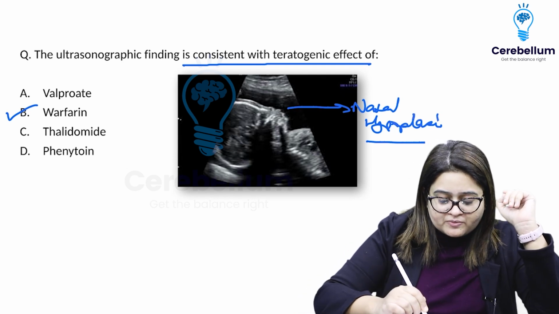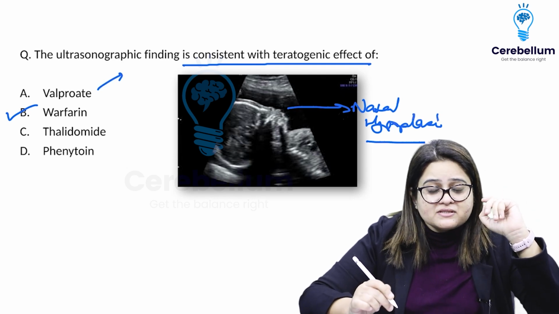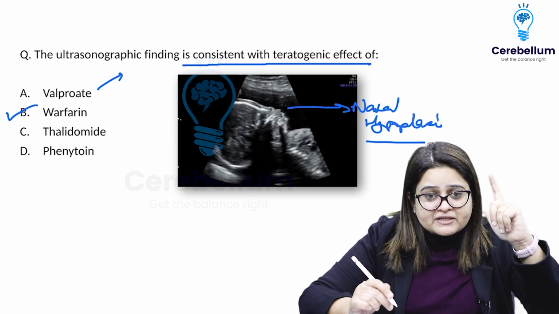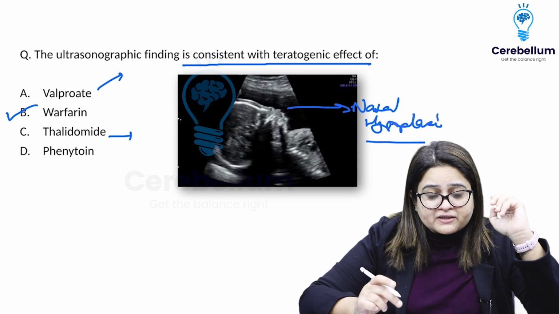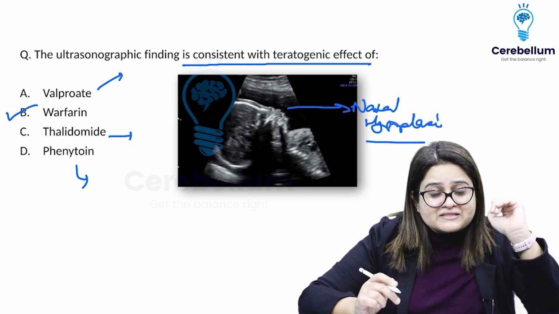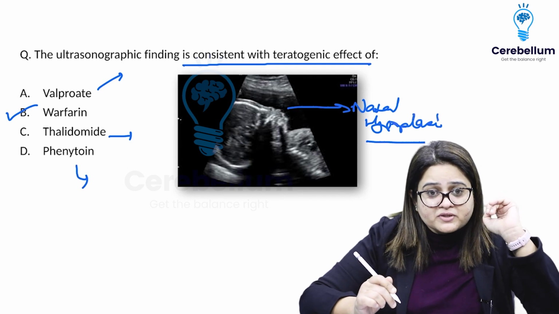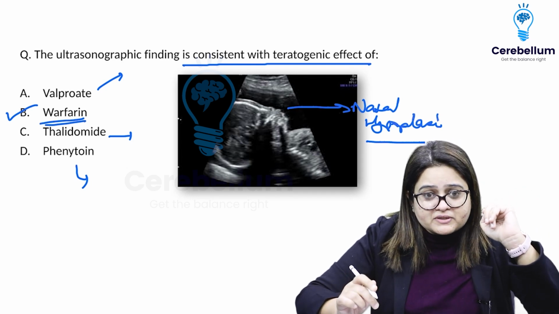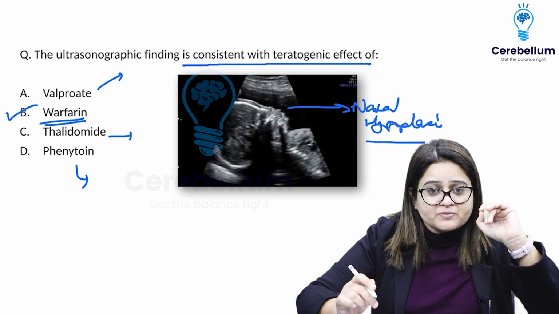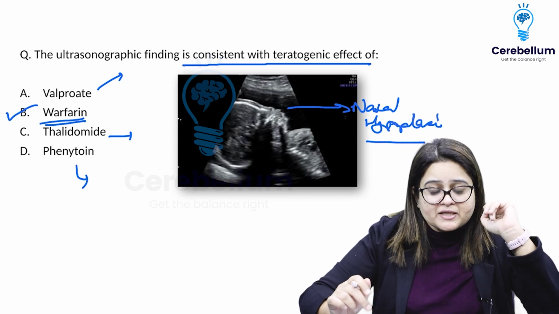What does valproate cause? Valproate causes neural tube defects, facial clefting, cardiac defects. Thalidomide causes phocomelia. Phenytoin causes fetal hydantoin syndrome. But what we're seeing here is a feature of warfarin embryopathy, that is nasal hypoplasia and stippled epiphyses.